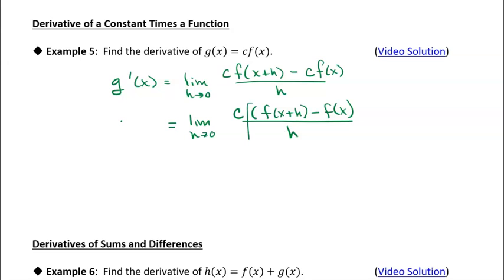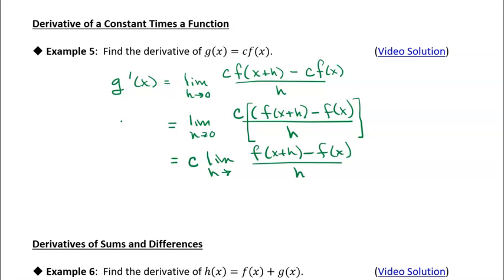I could have written this as c times all of this, right? Notice we have the constant multiple of everything in the square brackets. So if you remember your limit laws, we can bring that constant out front. And we can then just write this as the limit as h goes to 0 of f of x plus h minus f of x all over h. But look at that. This limit as h goes to 0 of f of x plus h minus f of x over h, that whole thing is just f prime of x, right? So this is c times f prime of x.